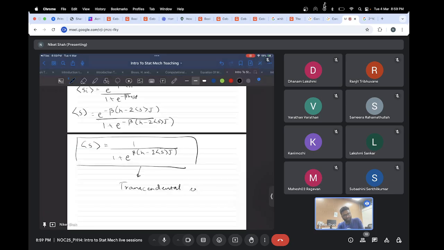Why is this called a transcendental equation? Clearly, as you can see, there is an s here and there's an s here. On both sides you have to put some value of s. You have to find a value of s which satisfies both sides of the equation. That's why it's called a transcendental equation. So yes, by solving this question, we have finally finished assignment 6.